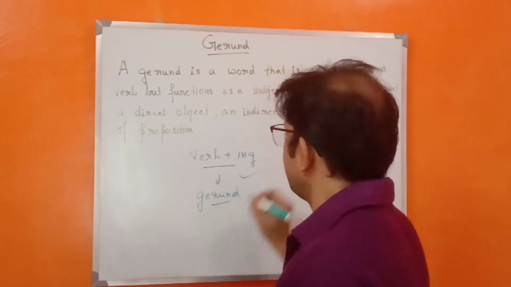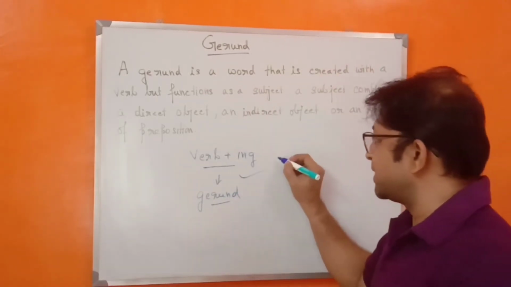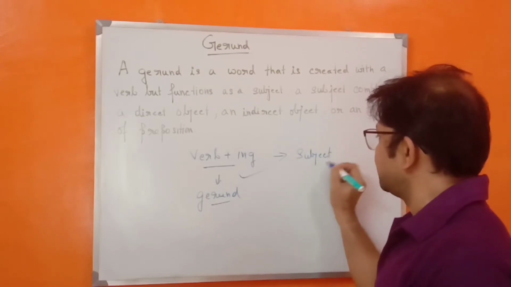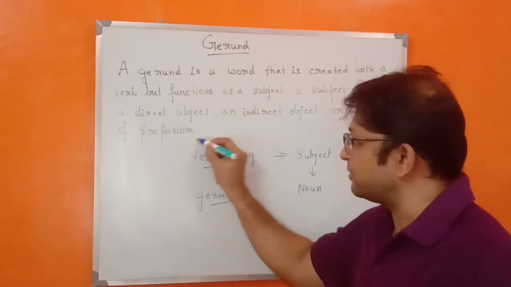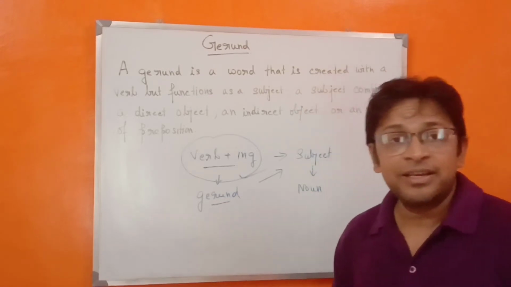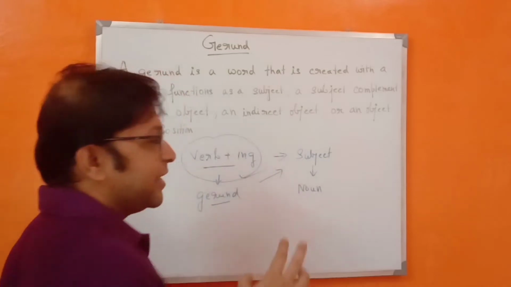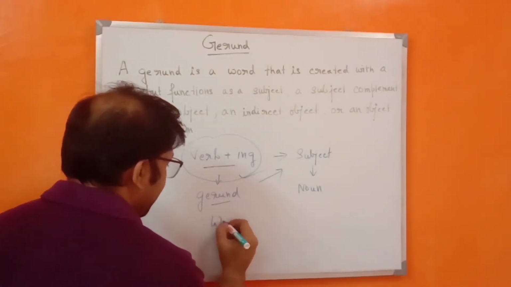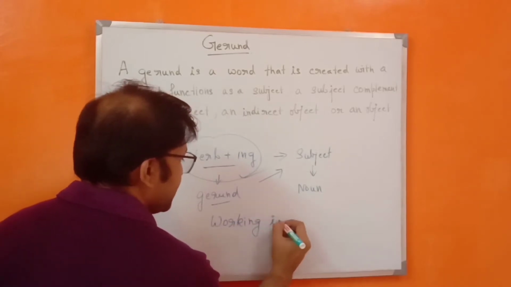So you have to remember this thing, because this verb is acting as a subject, or a noun. So whenever the verb is acting as a subject in a sentence, then it will be called a gerund. Suppose, for example, if I give an example: working is good.